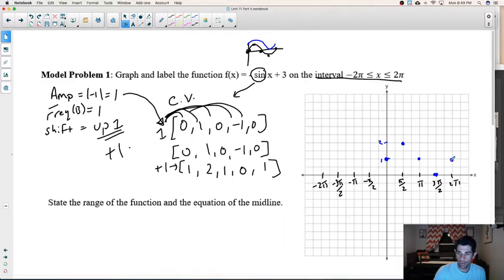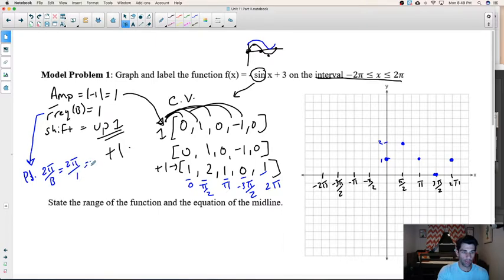And then here it's 2 pi. I'm using these numbers here. So this was at 0, this was at pi over 2, this was at pi, this was at 3 pi over 2, and then this one was at 2 pi. I got a little ahead of myself there because remember we have to figure out the period by doing 2 pi over b, and that's 2 pi over 1, and that's 2 pi.